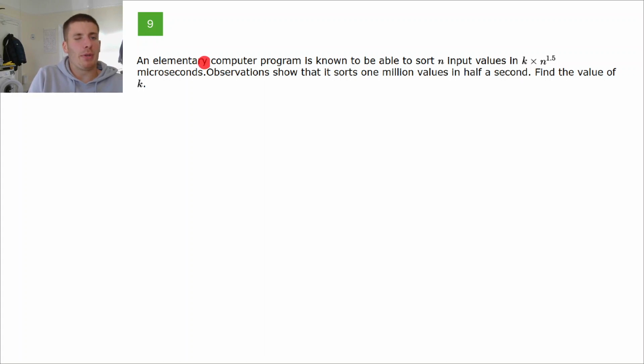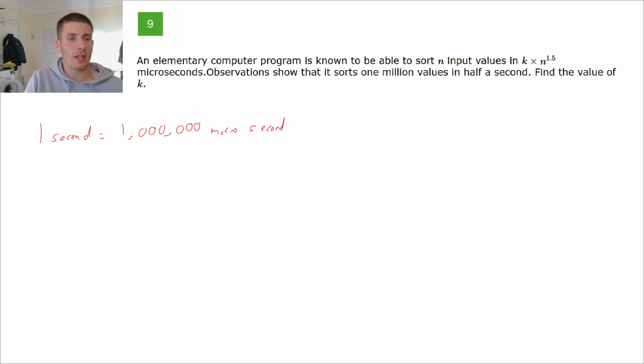Okay, an elementary computer program is known to be able to sort n input values in k times n to the power 1.5 microseconds. So be careful with it. I'm seeing microseconds. We do need to know that 1 second is equal to 1 million microseconds.